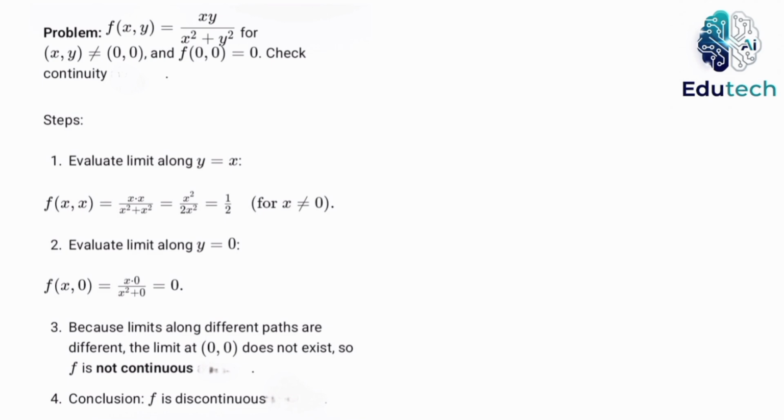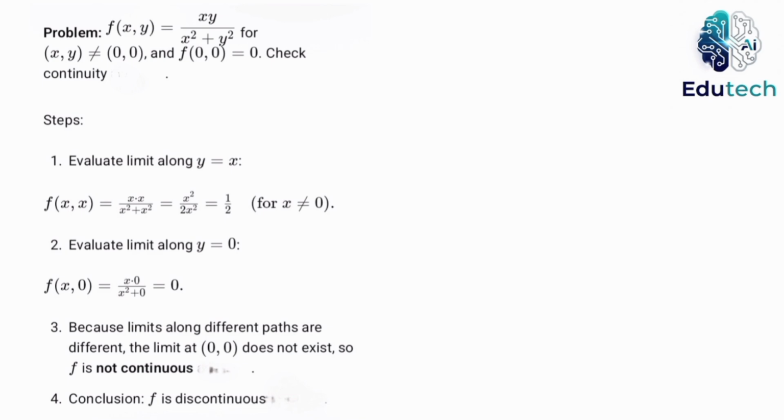Check continuity. Evaluate limit along y is equal to x. f(x,x) is equal to x into x divided by x² plus x². x into x is x². x² plus x² is 2x². x² by 2x² is equal to 1 by 2, for x not equal to 0.